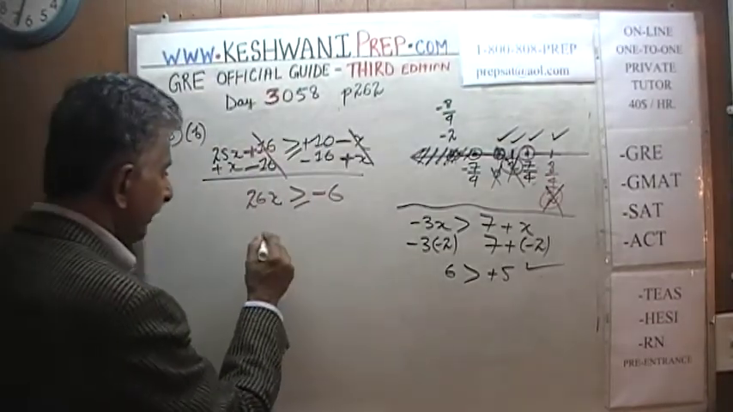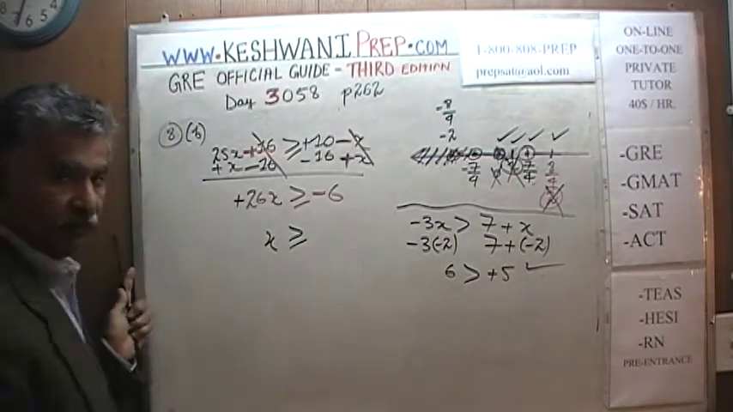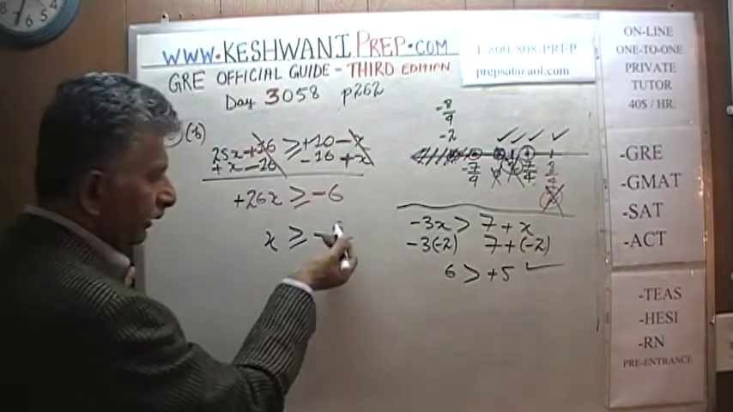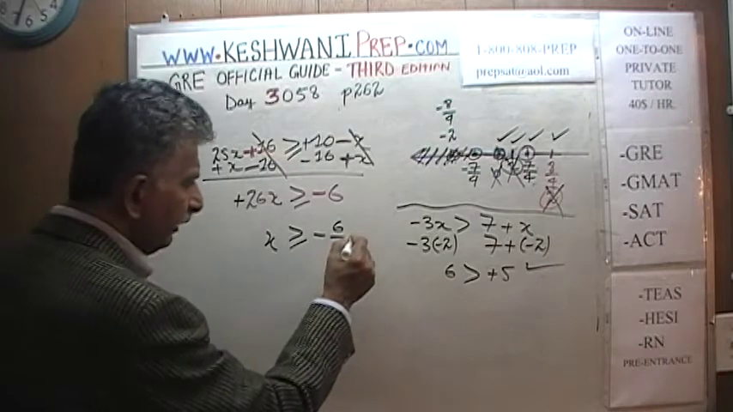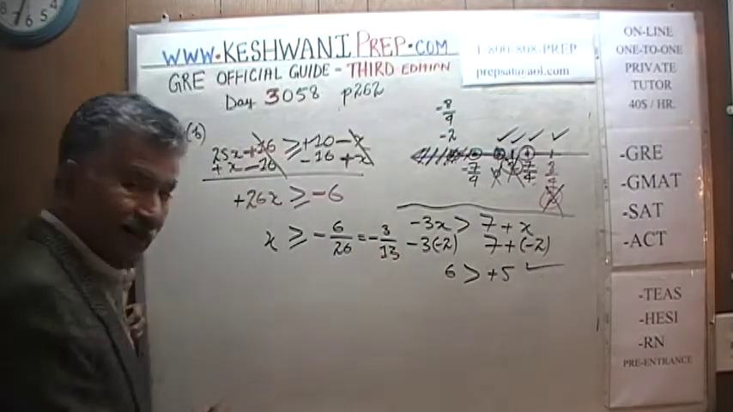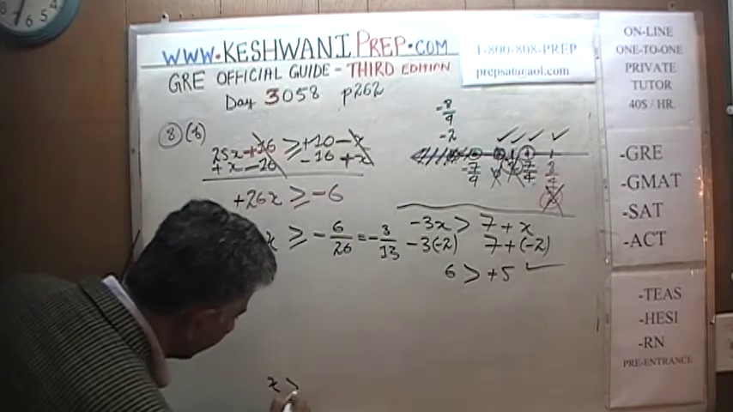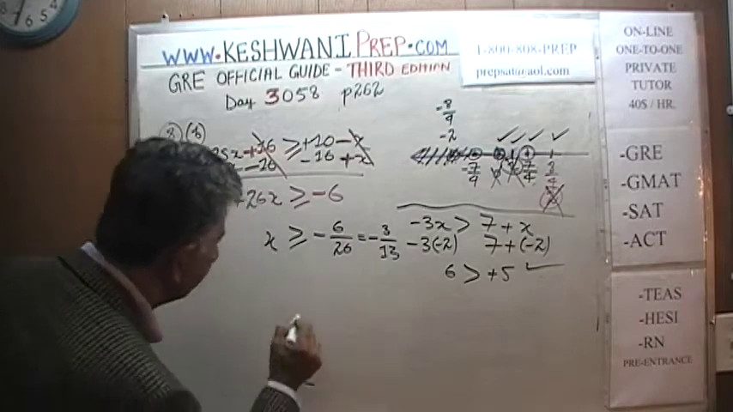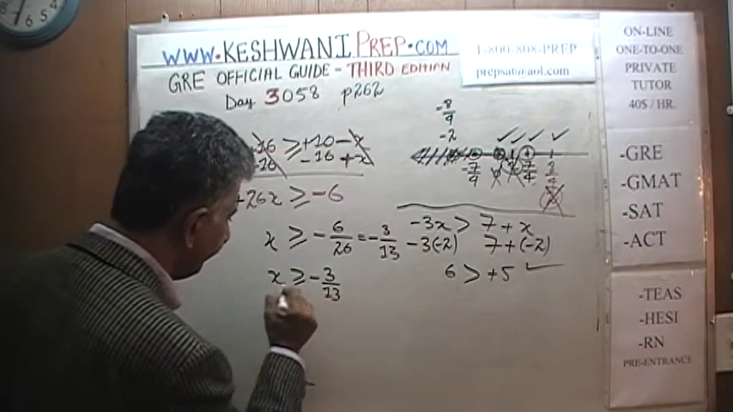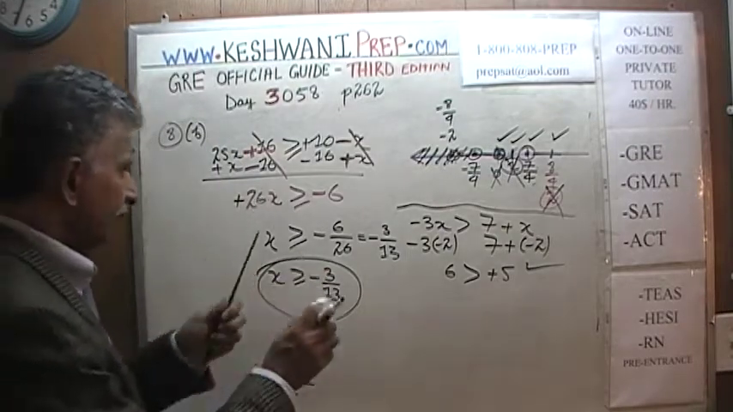Let's divide both sides by 26. If you divide both sides by 26, and since we are dividing by positive 26, the direction does not change. So we end up with negative 6 over 26. And since it's 6 over 26, let's reduce it, which is going to be the same as negative 3 over 13. So what we are claiming this time is that x has to be greater than or equal to negative 3/13. That is our claim. Let's take a look at it.